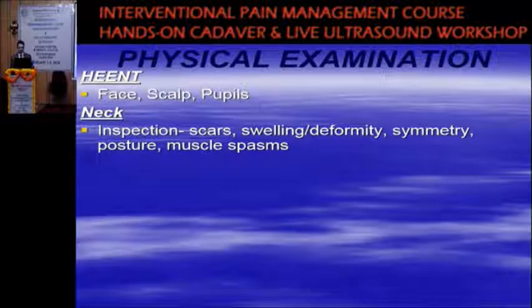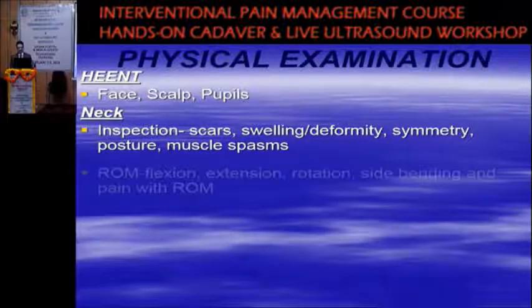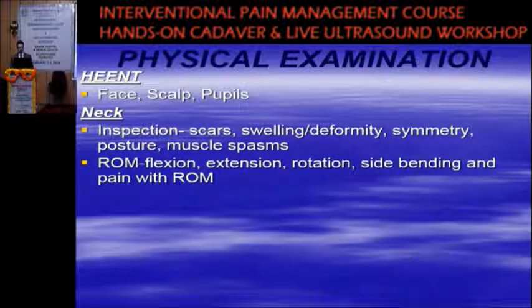Inspection, are there any scars, swelling, deformity, symmetry, posture, muscle spasms, range of motion? You ask them to flex, extend, rotate, and side bend and tilt. So you examine the range of motion in the cervical spine to see whether it is limited or they have full range of motion. If it is limited, how much limited is it? And is pain limiting it or is a muscle spasm limiting it? So you have to differentiate that.